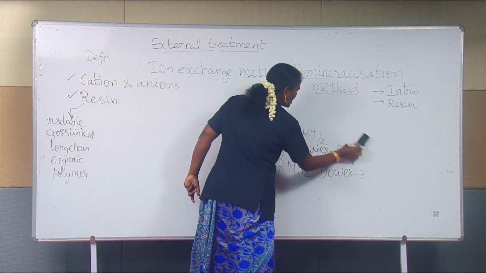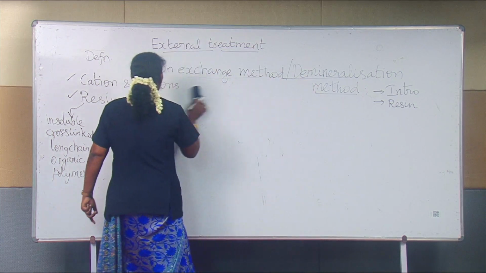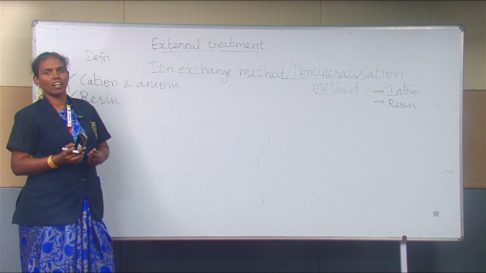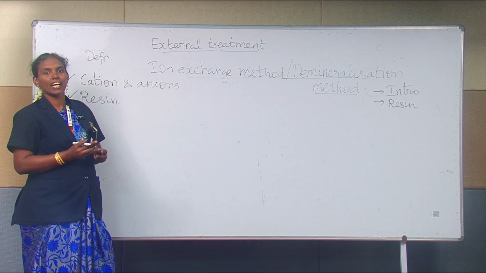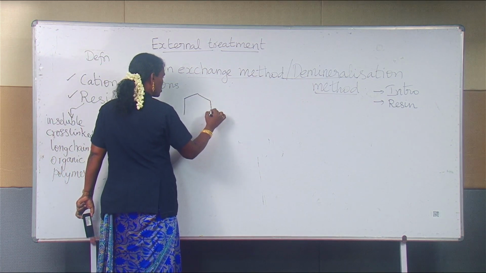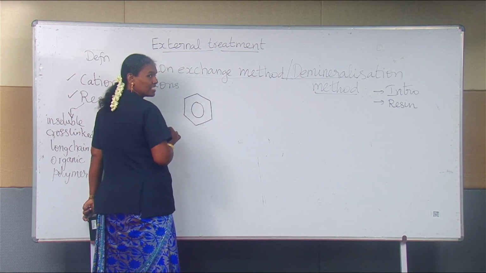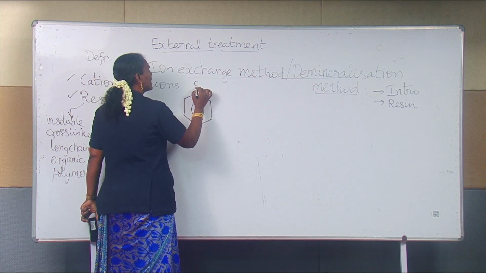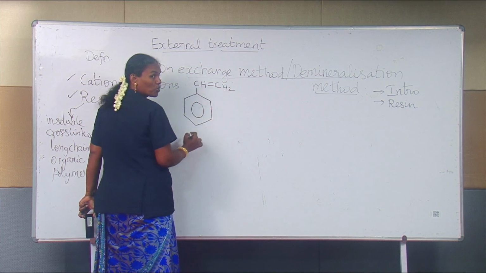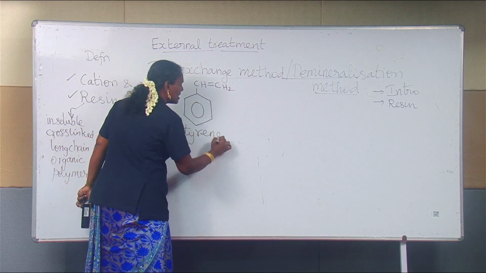So preparation of resins means resins are prepared by the copolymerization of styrene and divinyl benzene. What is the structure of styrene? This is the structure of styrene. You can write, this is your benzene ring, and at the top you can write your vinyl group CH double bond CH2. So this is known as styrene.